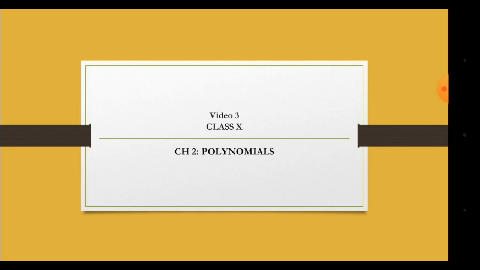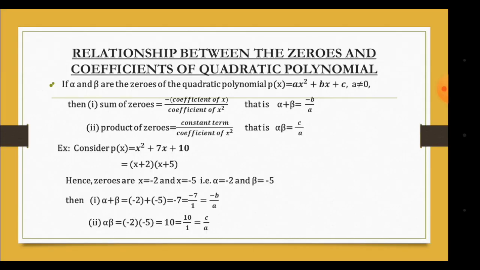Let's start our today's maths class. Today we are going to learn the relationship between zeros and coefficients of a polynomial. So let's start with the topic: relationship between the zeros and coefficients of a quadratic polynomial. You know, a quadratic polynomial has at most two zeros, that we learned in the previous video.